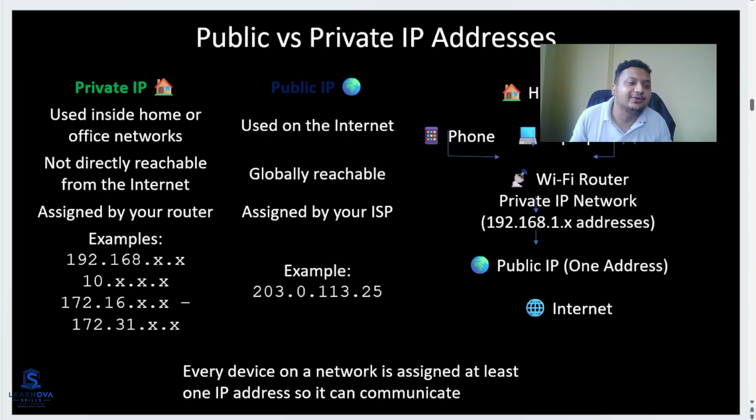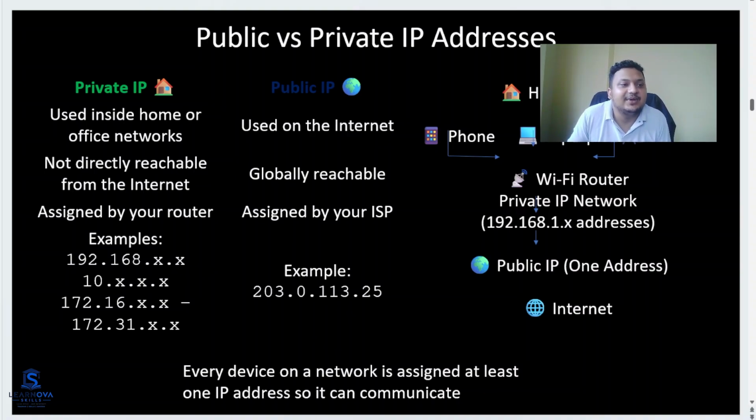Inside a typical home network, we might have several devices: our phone, our laptop, our smart TV. All of these devices can have a private IP address. Example: 192.168.1.something. These are used inside the local network.